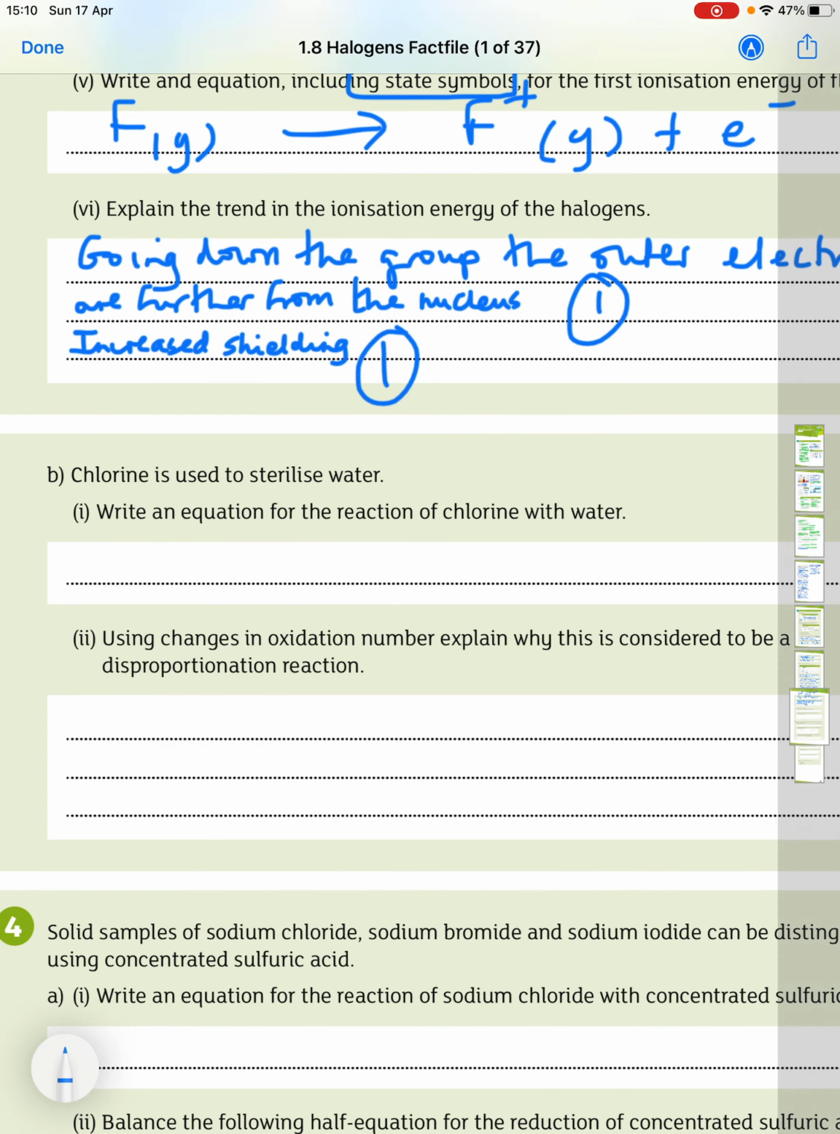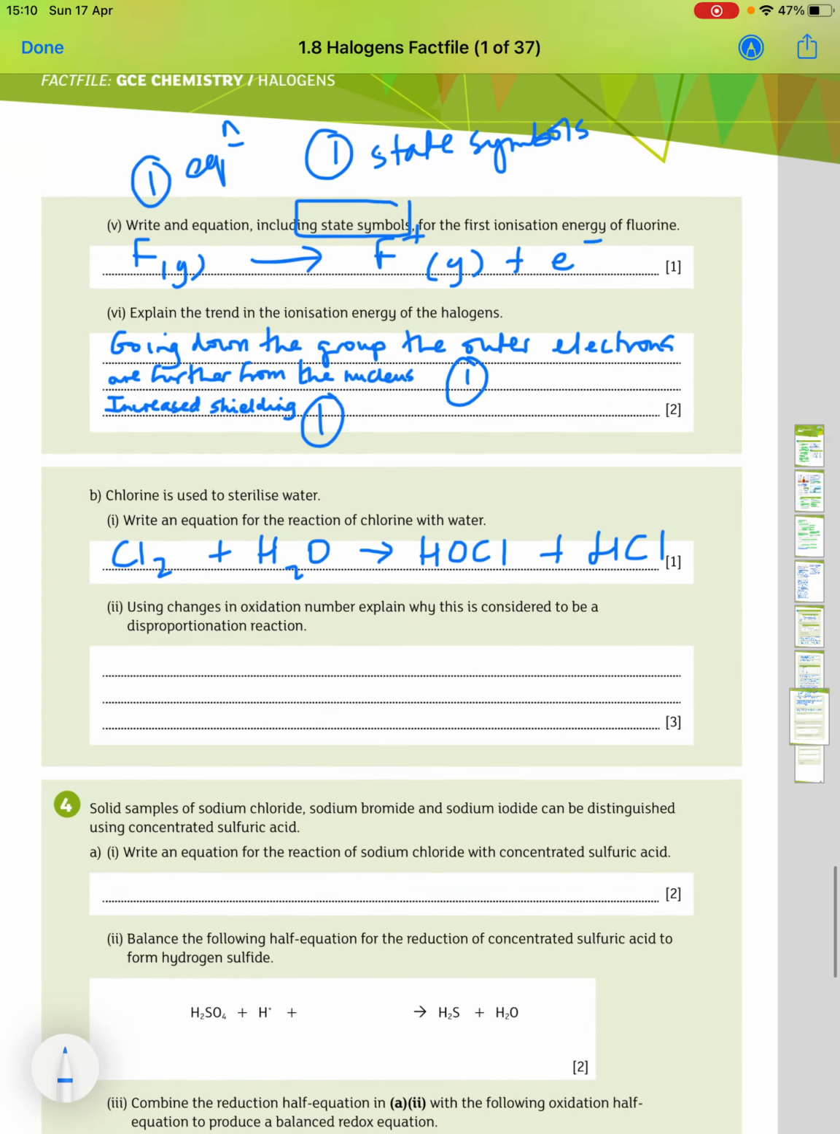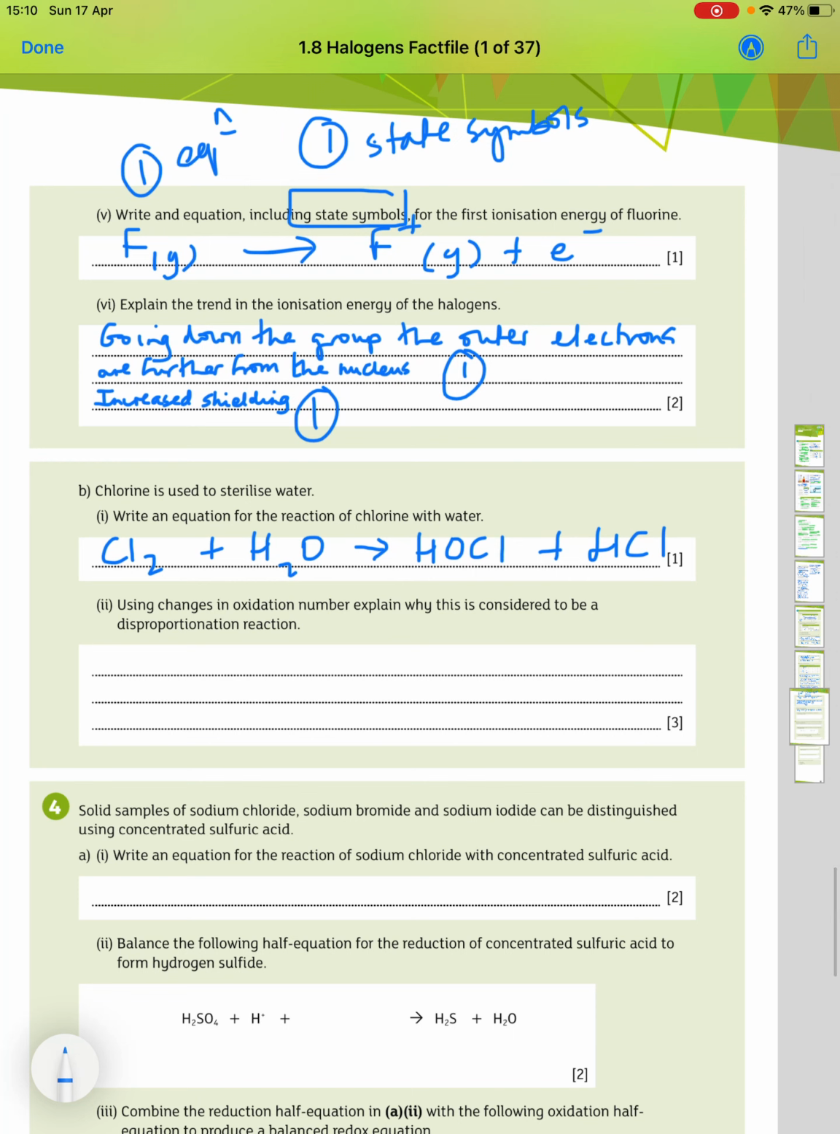Next is about chlorine and water. So they say chlorine is used to sterilize water. Write an equation for the reaction of chlorine with water. So Cl2 plus H2O gives us HOCl and HCl. You keep coming across that reaction. It's in disproportionation, and it also occurs in this topic as well, so best to learn it.